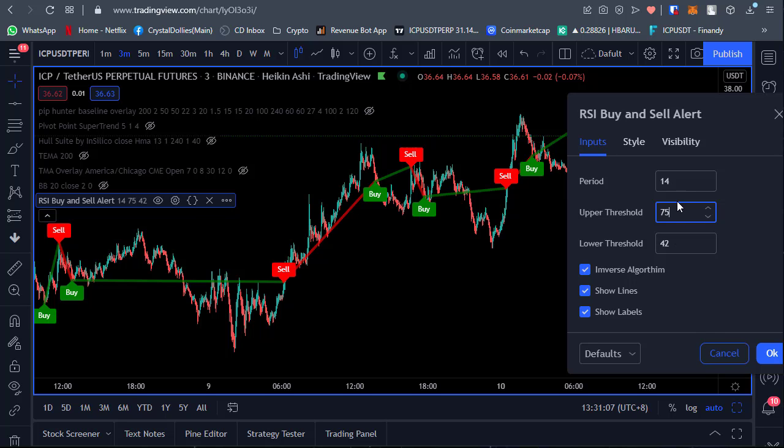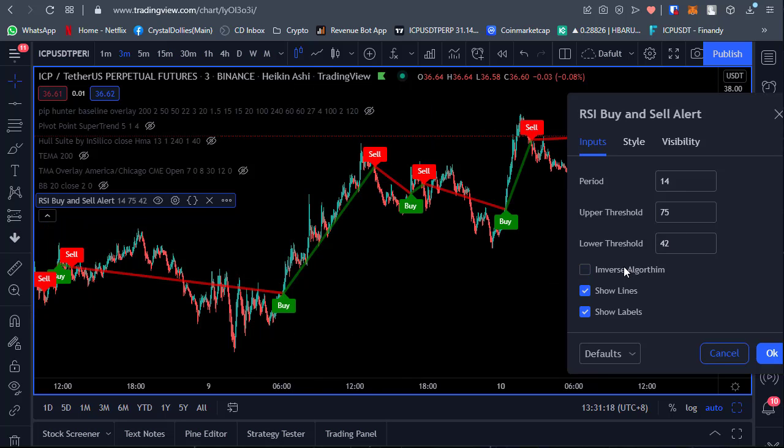But if you are new, I won't recommend you play around with the numbers. You may not know what this actually means, and you can lose money. For example, if you sell here, you lose money because the price skyrockets up. Okay, so yeah, check out the indicator.